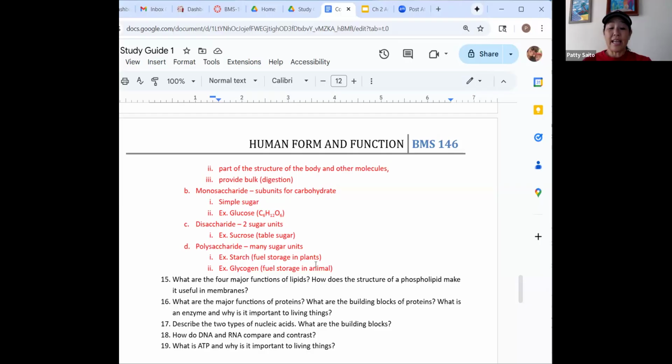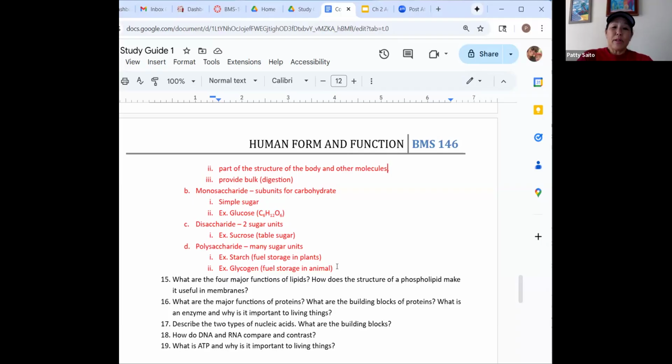Starch is energy storage in plants. When plants undergo photosynthesis, their end result is glucose. If they make more glucose than they need, that excess glucose is stored in the plant in the form of starch. So we think of rice and other starchy materials. Well, that starch is just a whole bunch of glucose units put together and stored inside the plant.